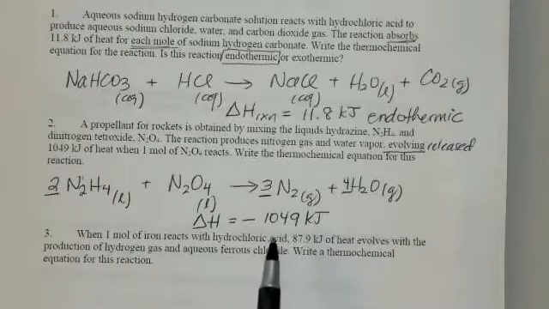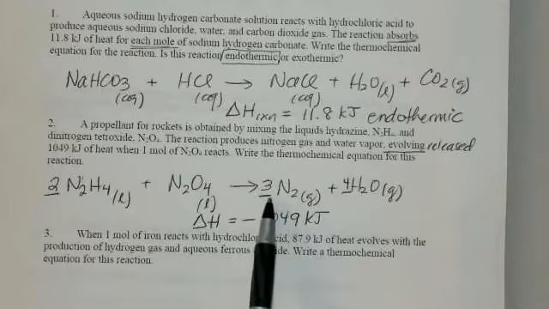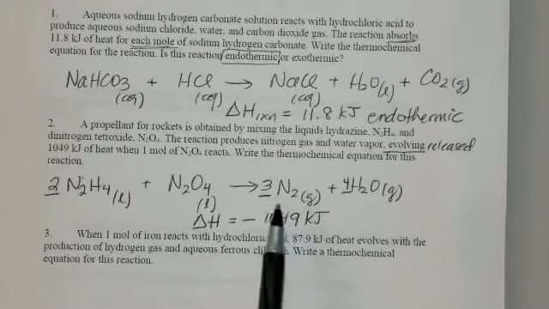So we can ask questions like, all right, we get 1,049 kilojoules of heat released when we produce 3 moles of nitrogen gas. What about if we release 6 moles of nitrogen gas? Or what if it's 1,000 grams of nitrogen gas? So that's where this is headed when we start doing some thermostoichiometry.